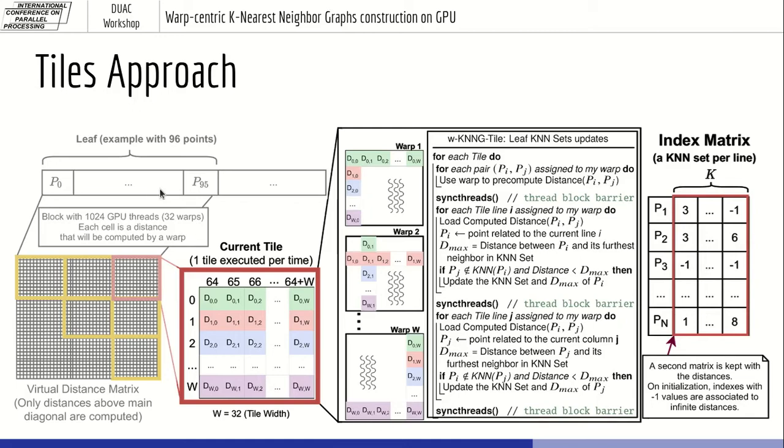First, each row is assigned to a warp. In the tile, each point index is related to a row. For this reason, each warp can update the KNN set of that point using the computed distance. After this step, there is a synchronization barrier. Then, the same is done for the columns, which are related to the second elements of the pairs. With this arrangement, it's possible to say that there will not be concurrent access in the KNN sets.